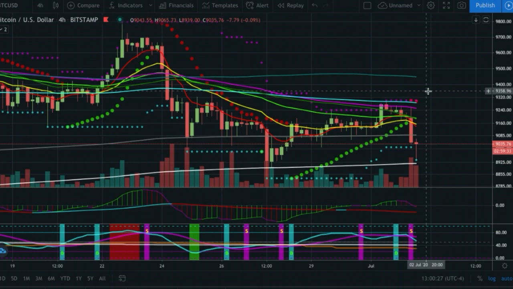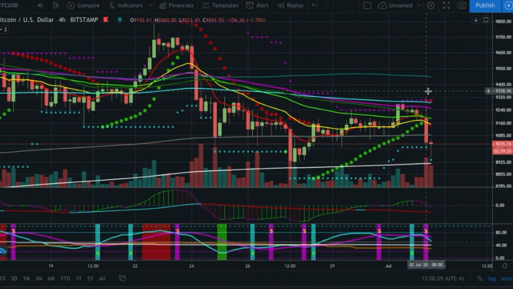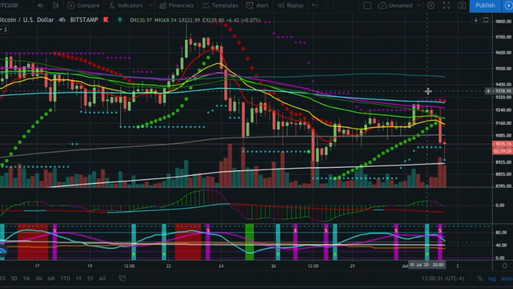A little bit of divergence, a little bit of TA, a little bit of that Elliott wave, just a quick discussion.